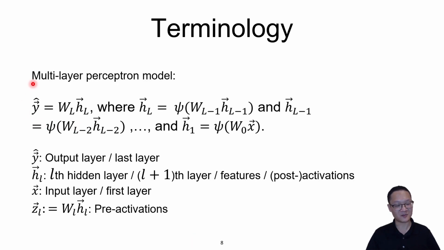Some terminology. Again, we have our multi-layered perceptron model, where the output is y hat. The y hat is called the output layer or the last layer, because we have gone through many, many layers. From the input layer, x, we have done many, many operations. Each time we multiply by w and psi, we get the next h. And the h is called a hidden layer. So hl is the lth hidden layer, sometimes the l plus 1th hidden layer, depending on the convention. They might also be called features, because h were basically what we thought of as learnable features in our previous discussion. And they're also called post activations, because we obtain h after applying psi.